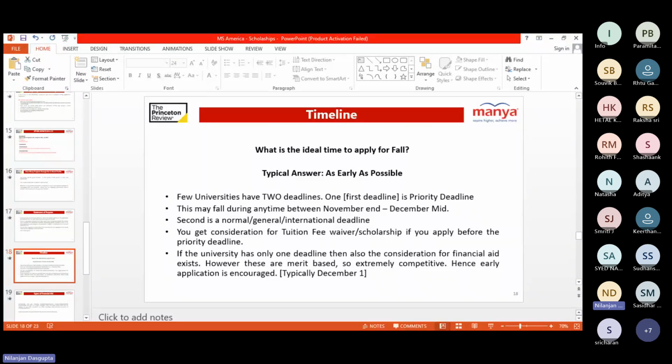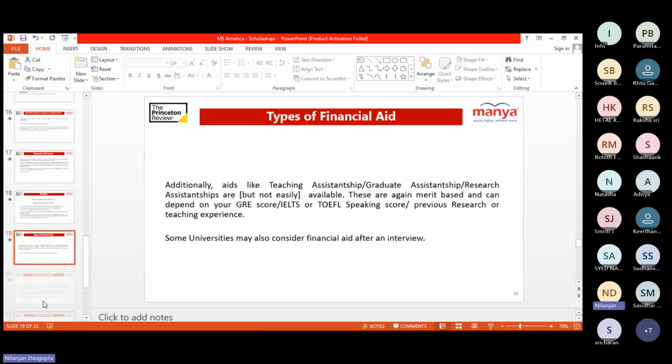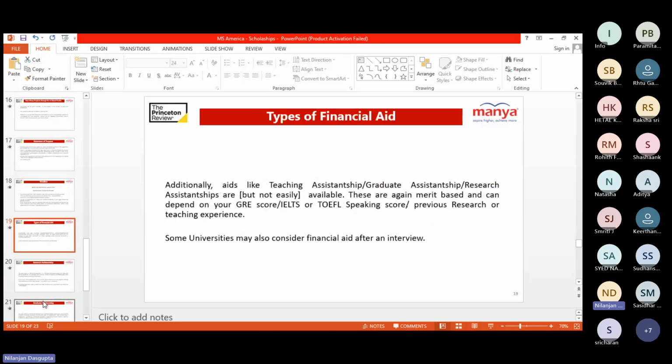So these are the three deadlines that we normally talk about, and you need to manage your timeline accordingly. You need to talk to your admission advisor on that. Now, the question, the financial aid. As I've told you, the tuition fee waiver that you normally get on your admission letter is something that you get after you apply, but before you reach there.